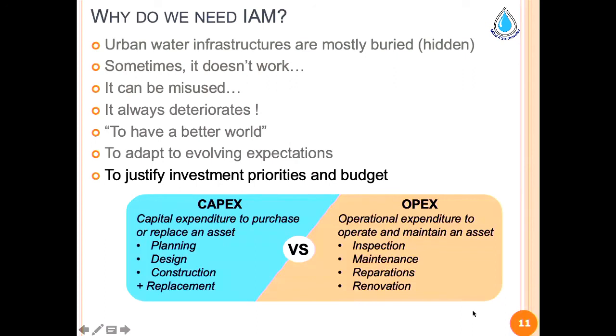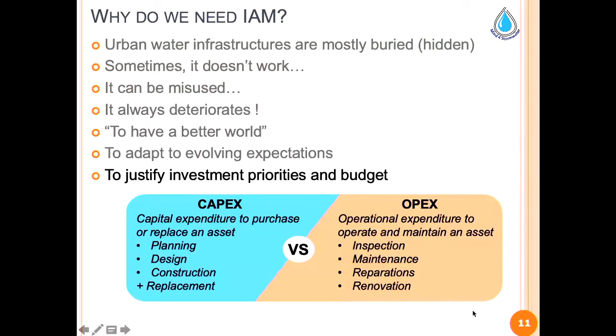And you are maybe familiar, we always have a big separation between the CapEx and the OpEx. The CapEx is all about capital expenditure. It's mainly related to the biggest works: planning, design, construction, and replacement of the system. And the OpEx is smaller costs, like inspection, maintenance, reparation, and renovation.